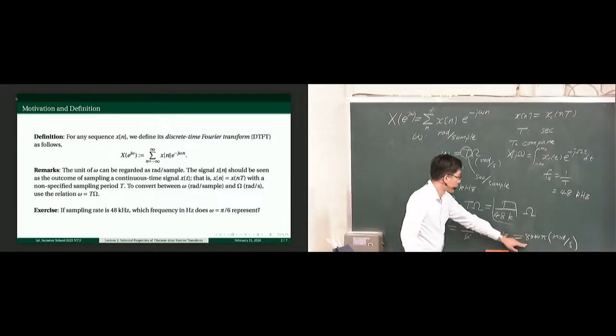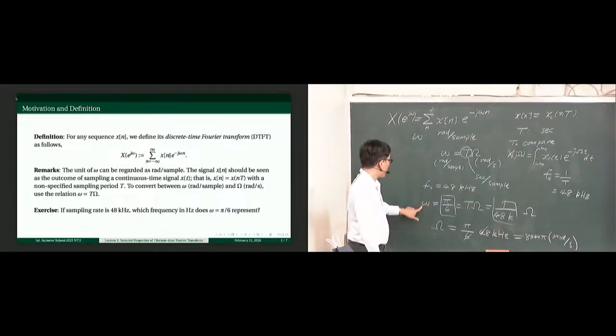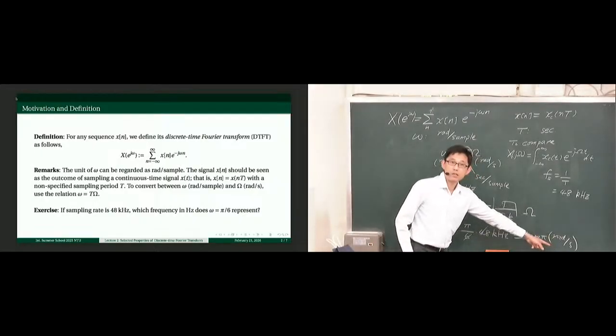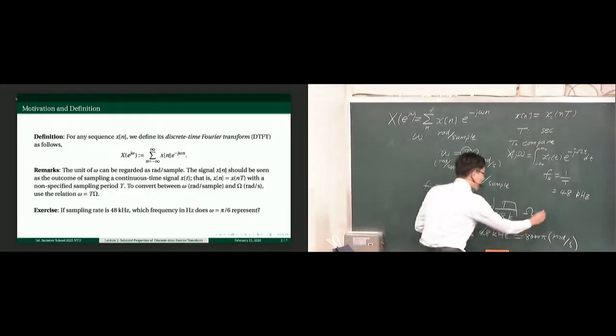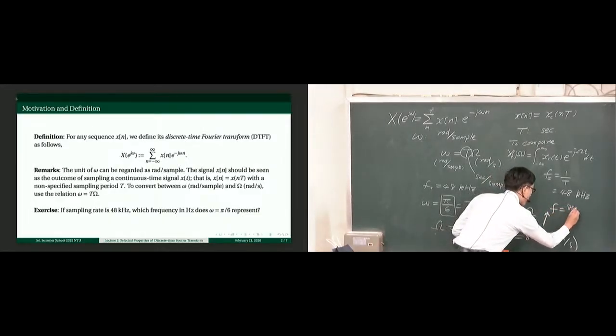This is an angular frequency, so we are saying that small omega of pi divided by 6 corresponds to an angular frequency of 8,000 pi radian per second. If you want to convert this back to hertz, you still need to divide by 2 pi. So this frequency is 8,000 pi divided by 2 pi, which is 4,000 hertz. That's a simple exercise.